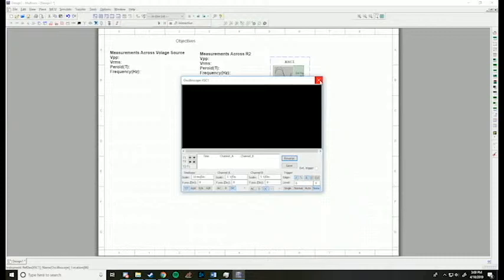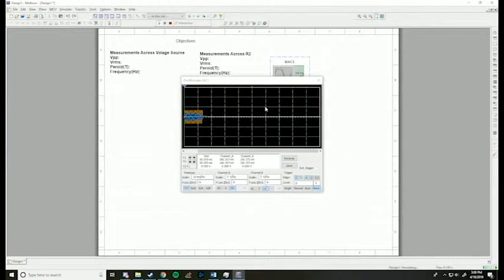And obviously nothing's going to pop up now because we have to run the circuit. And then once we run the circuit, we start collecting data. We can stop it. And then to get a more accurate picture, we can change the scale of the x-axis and the scale of the y-axis.